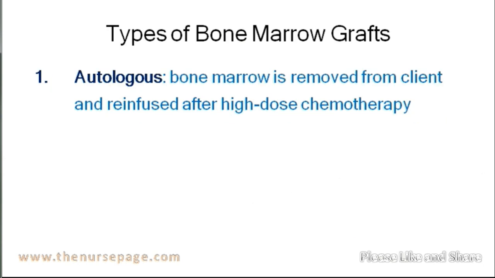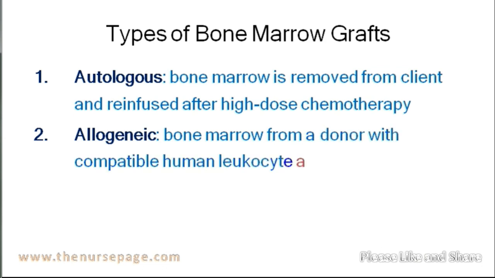Then we will see the types of bone marrow grafts. First one is autologous bone marrow graft. Autologous bone marrow graft means the bone marrow is removed from the client himself and reinfused after high dose chemotherapy. The graft is taken from the same patient. After chemotherapy, it will be infused to that patient. That is autologous. Auto means self.